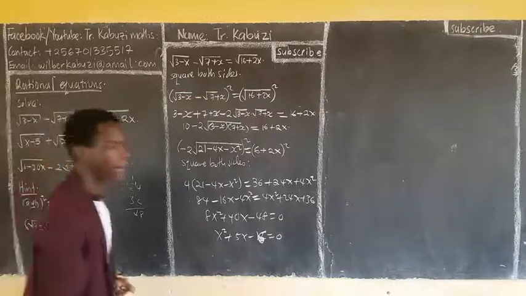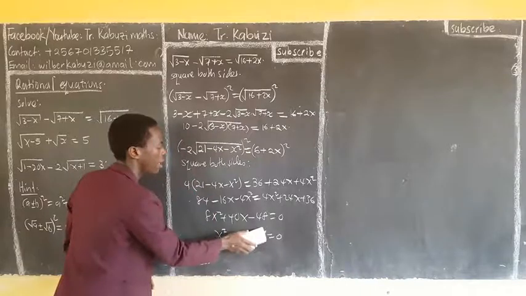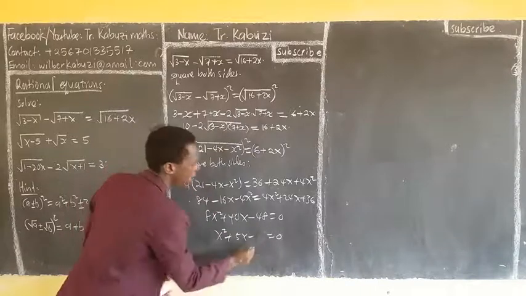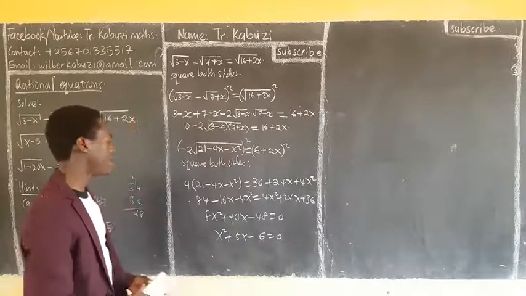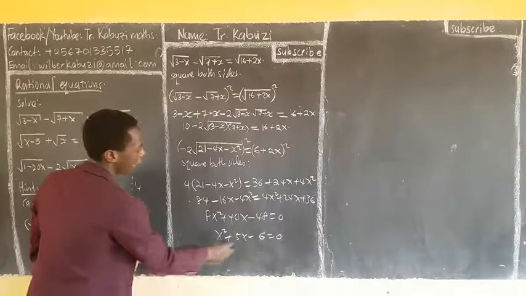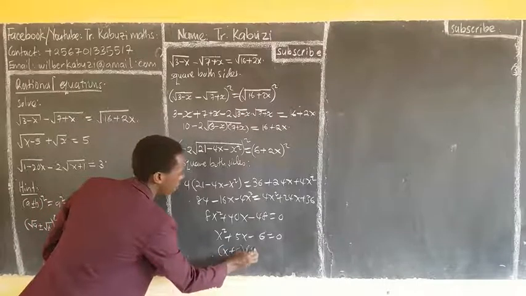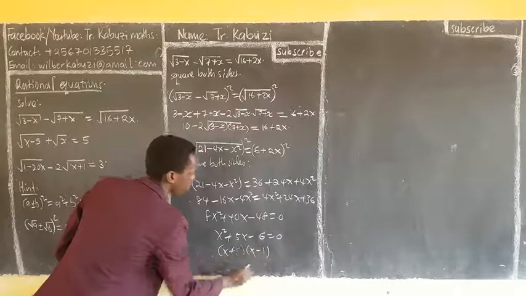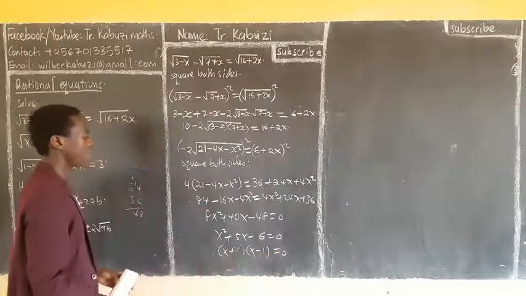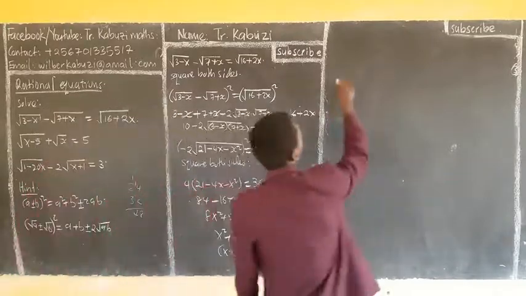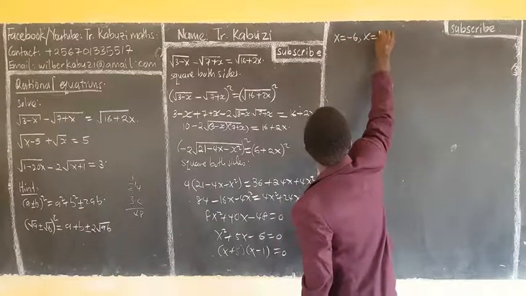Okay, let me correct it properly. If you divide through by 8, this one becomes a 6. So two numbers, I remember I get this. When I add, I get 5, those are x plus 6, then x minus 1, equaling 0. When I expand this, I get that. So from there, either my x is negative 6 or my x is 1.